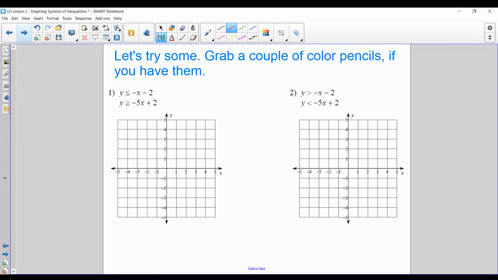So if I look at this first one, and I'm going to do it in red, I start at the y-intercept of -2. My slope out in front of the x is -1, so that means go down 1, -1, and then go over 1. So I get some points so that I can make a nice line. I look at this, and because it is less than or equal to, I'm going to use a solid line. Okay, I'm going to make that red so that we know it's part of the first system.